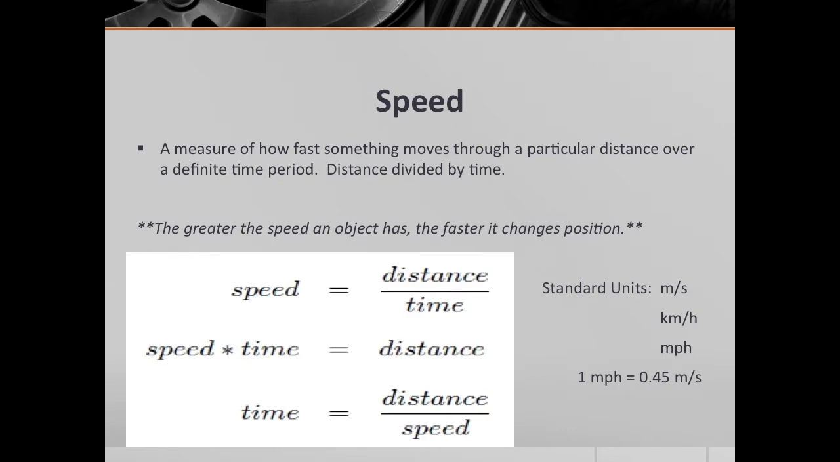The units for speed in the metric system would be meters per second. That's how it's usually addressed. It could be kilometers per hour. And if you're talking in U.S. customary units, then more than likely it's going to be miles per hour, or mph. 1 mile per hour is equivalent to 0.45 meters per second.